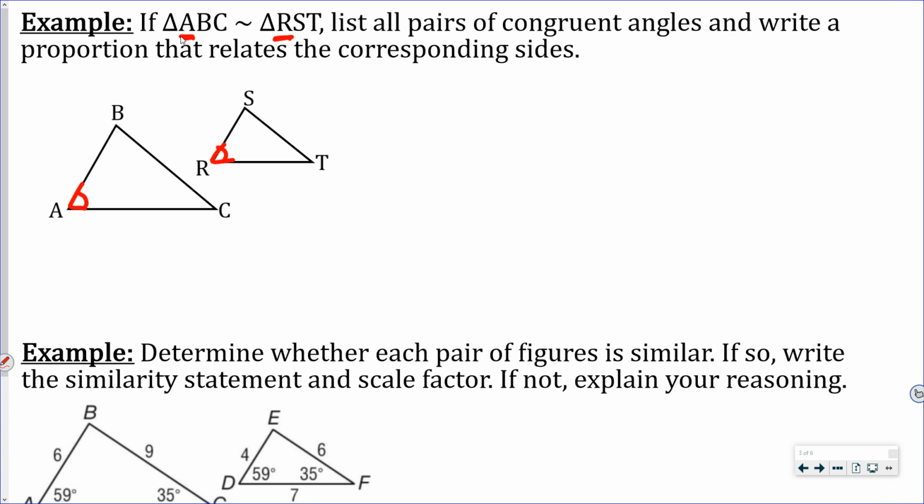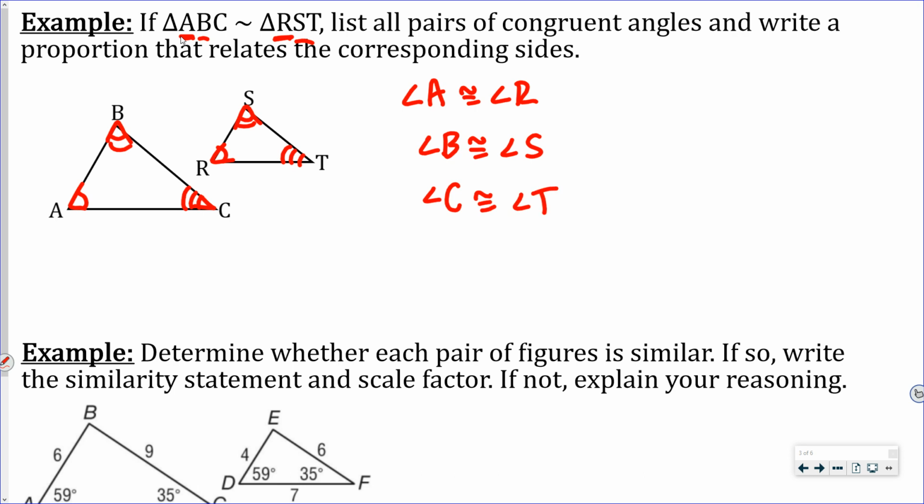So angle A is congruent to angle R. And then my next one here, B, would be congruent to S. And then C would be congruent to T.